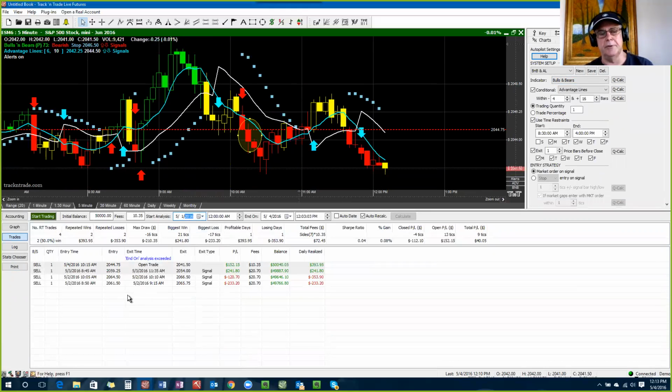So during that time from 5/1 through right now, it would have placed 1, 2, 3, 4 trades on a 5-minute bar. It would have lost 230, 350, made 240, made 390. You'd be $40 ahead.